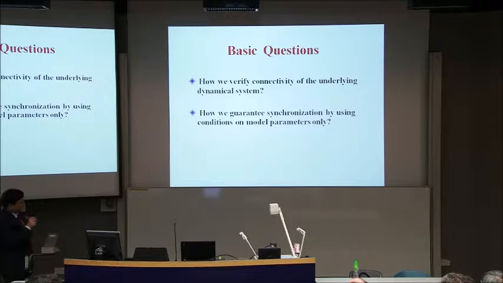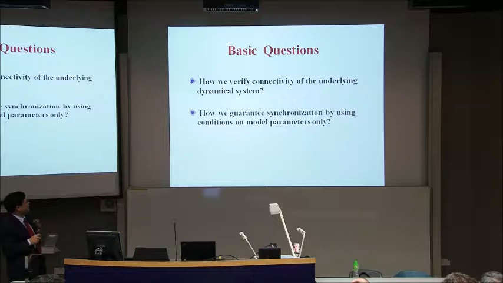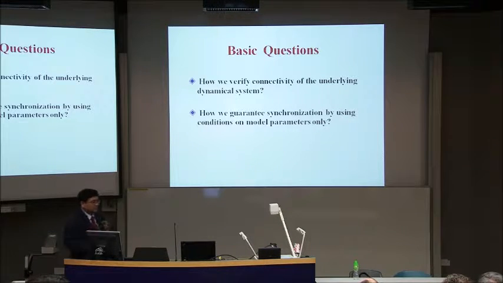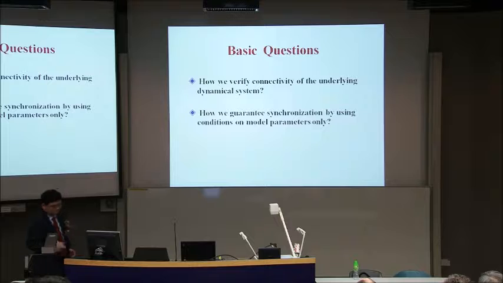So there are some basic questions: how do we verify the connectivity of the underlying dynamic system, and can we guarantee the synchronization of the dynamic system by using conditions imposed on the model parameters only? That means imposed on the speed and the interaction radius, or even the initial conditions. That's the desirable one, not conditions on the trajectory.